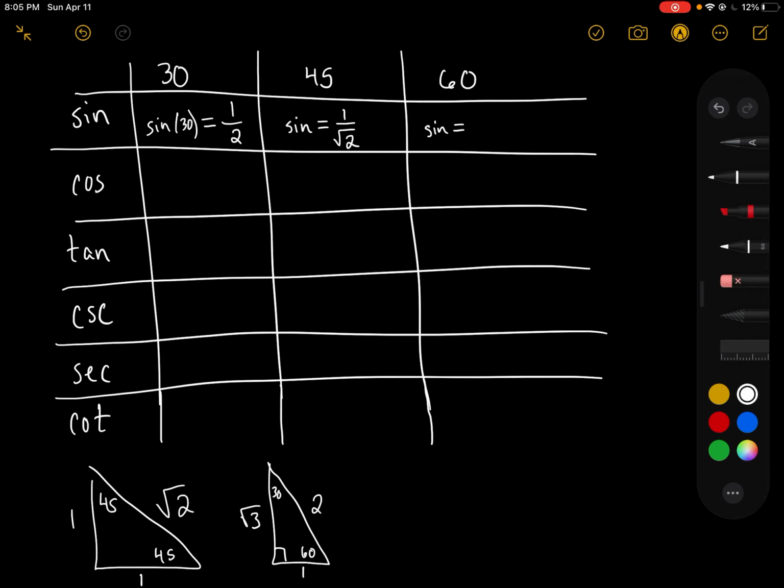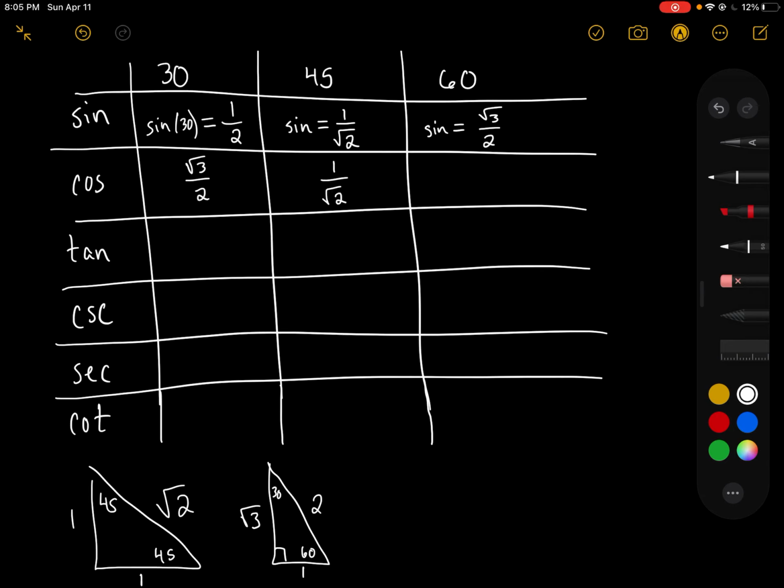The sine of 45 is 1 over the square root of 2. And the sine of 60 equals the square root of 3 over 2. So if they ever give you the sine of 30, you can replace it with 1/2 or 0.5.